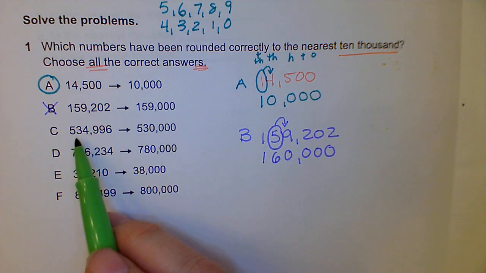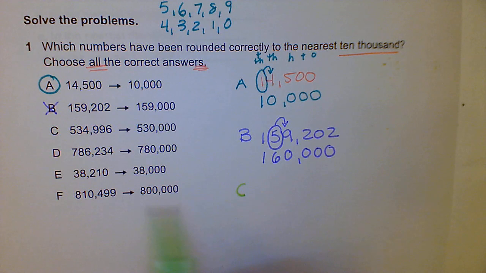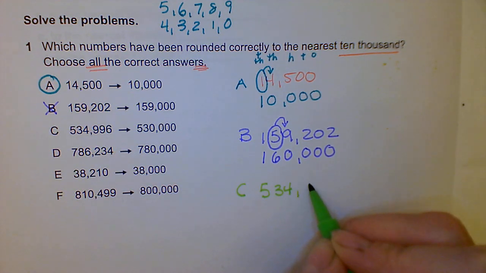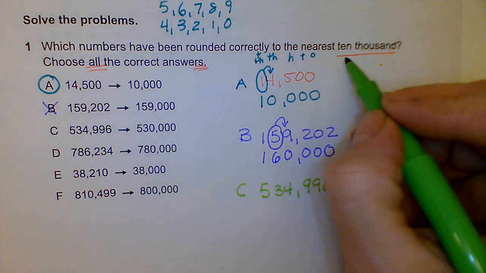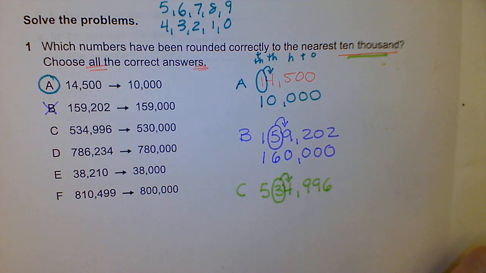So let's do C, and for C, we are going to round 534,996 to the nearest 10,000. I'm going to circle my 10,000 place. I'm looking next door, and what do I see? I see a 4. So what that 4 is telling me right now is 4 or less, let it rest, which means I'm going to leave that 3 alone. I'm not changing it. I'm letting it rest. The 5 stays the same, and everything to the right becomes a 0, my buddy.